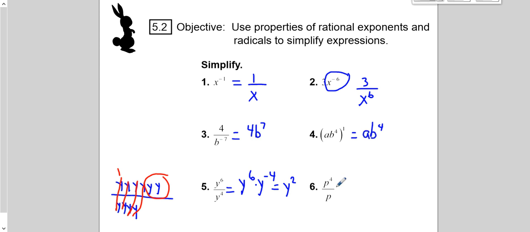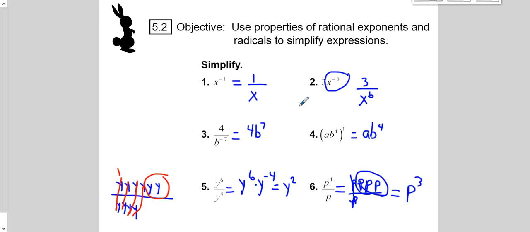Okay, what about this one? P to the 4th on the top and just p on the bottom. So 1 p gets canceled out. How many are left? 3 of them. P times p times p is p cubed.